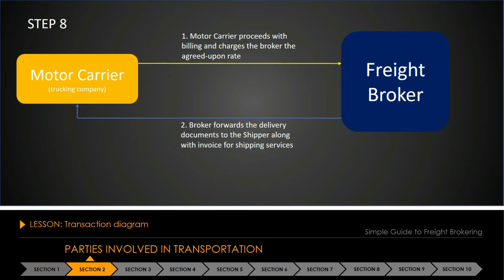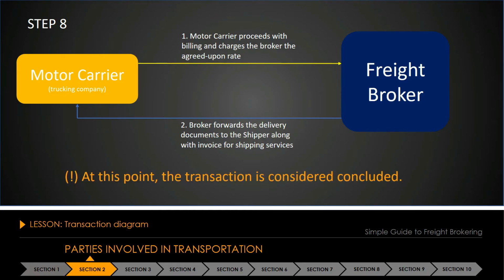At this point, the motor carrier can proceed with billing and charge the broker the agreed-upon rate. In turn, the broker will forward the delivery documents to the shipper along with the shipping invoice. At this point, the transaction is considered concluded. Now you just heard many words, so let's expand your vocabulary and define some of the words used in our examples.